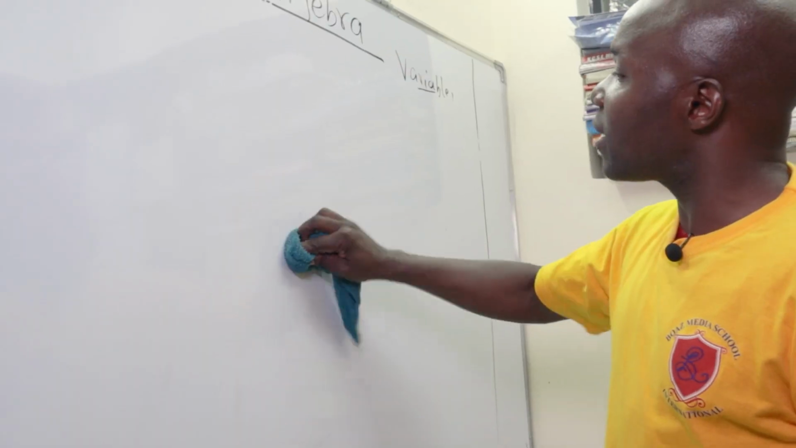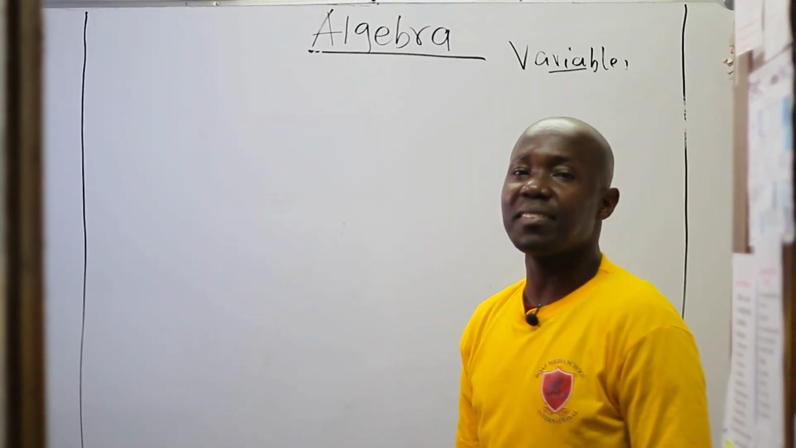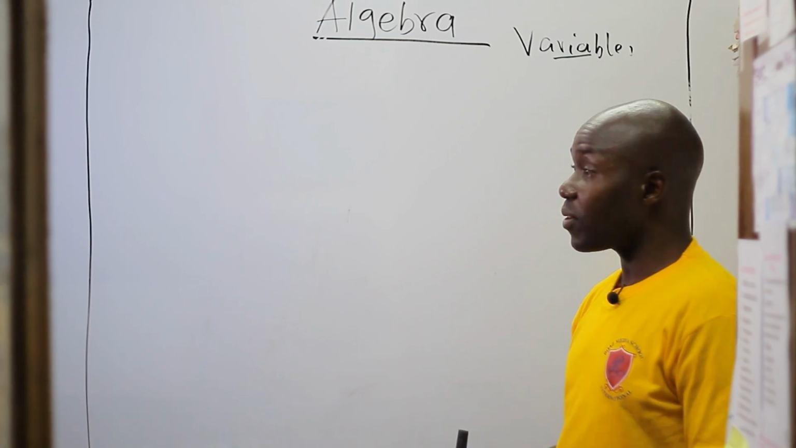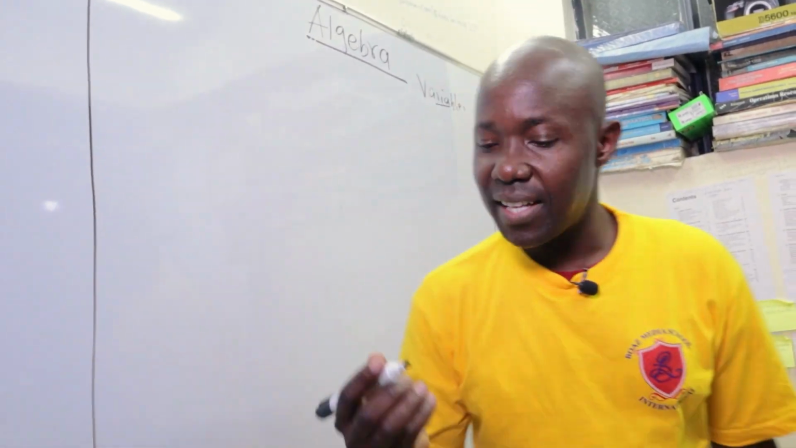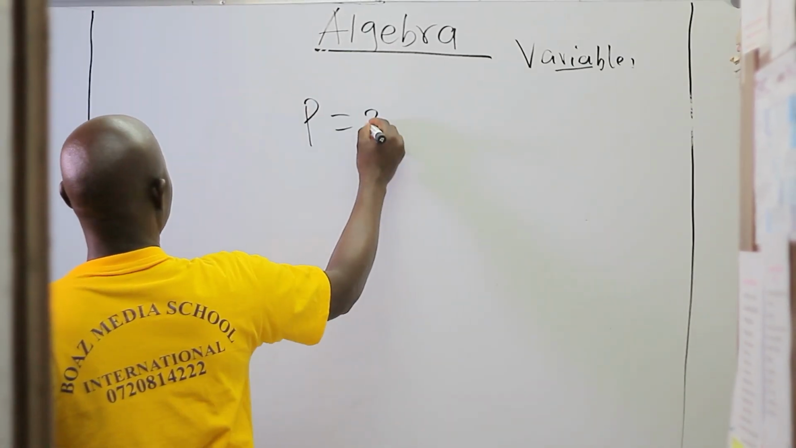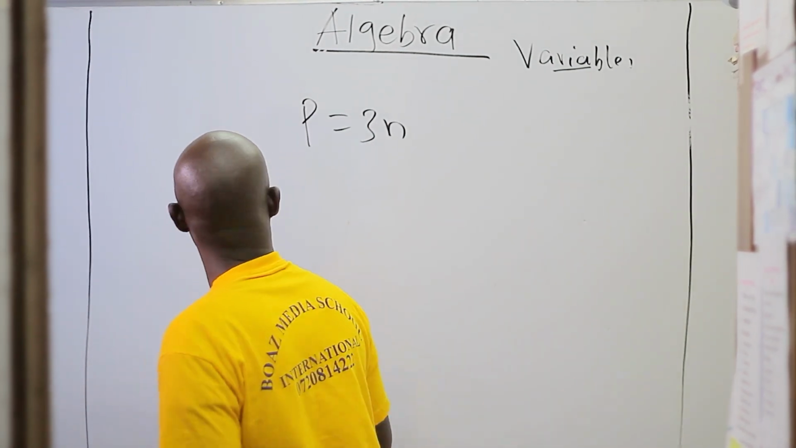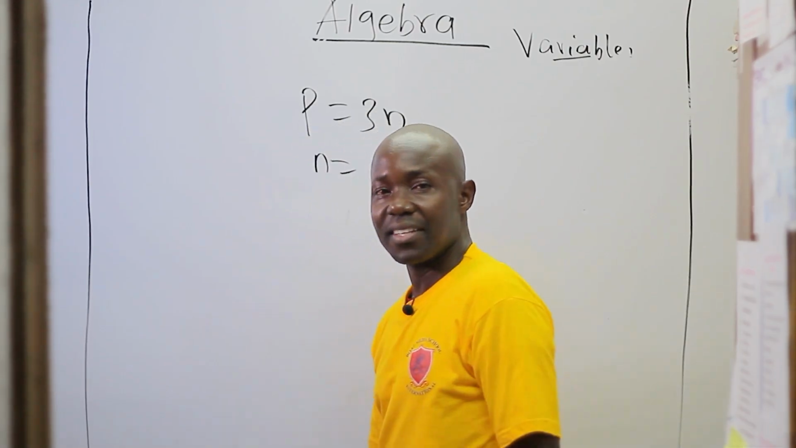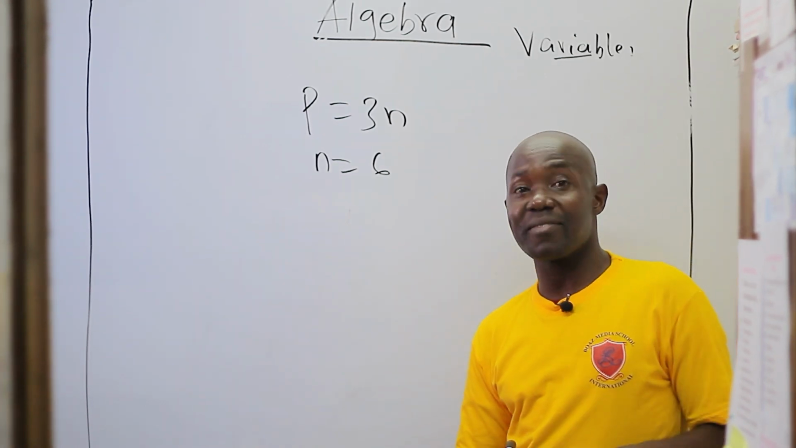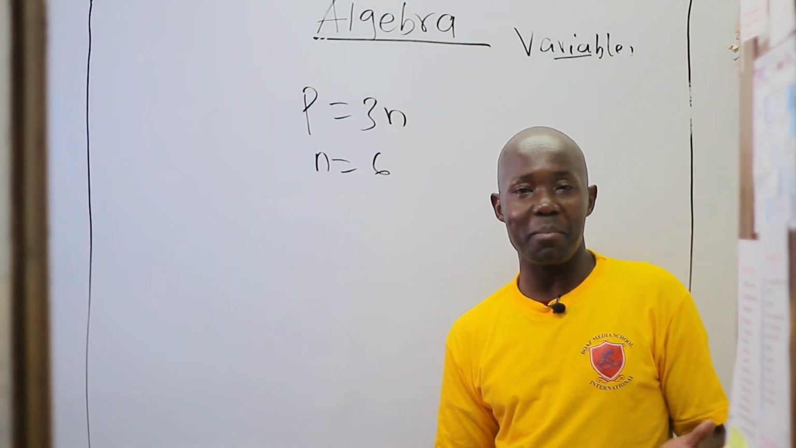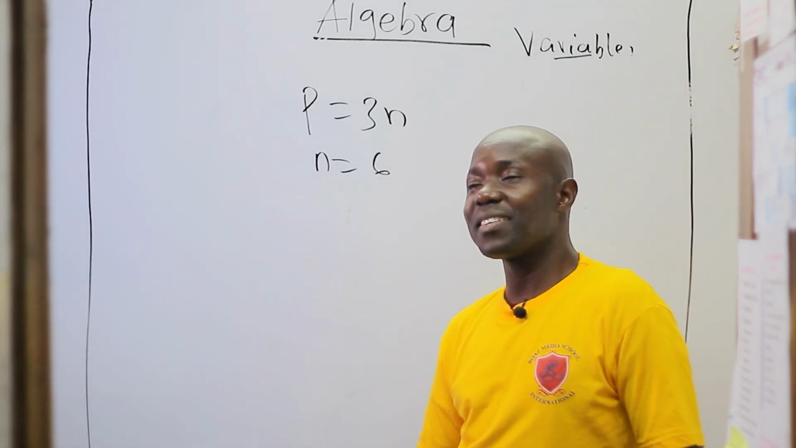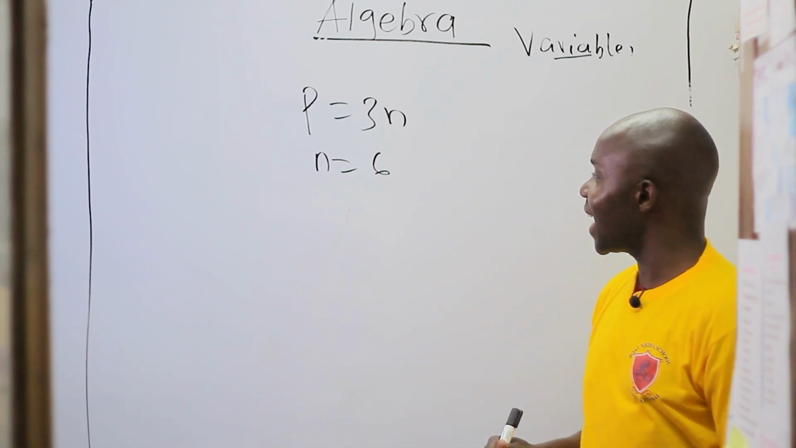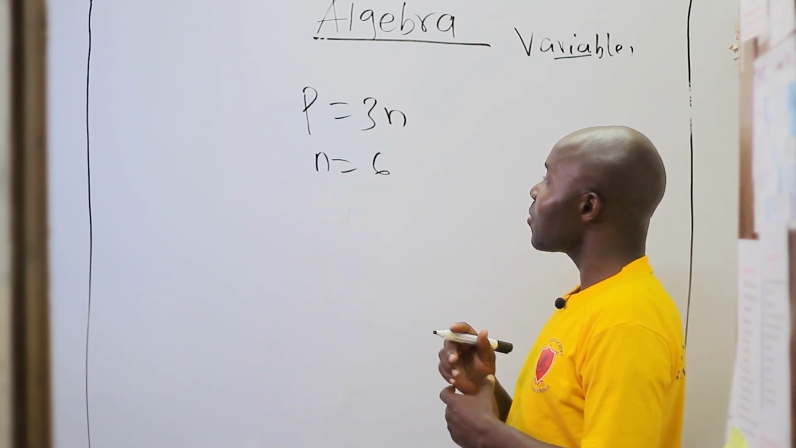What I want most of you to understand today is what mathematics is, because when you understand the basics, you will know how to go about it. I have a problem here on the board that says p is equal to 3n and n equals 6. If they give you this, you ask somebody in Year 7, Year 8 or Year 9, and they say it's so difficult, how do I find p?